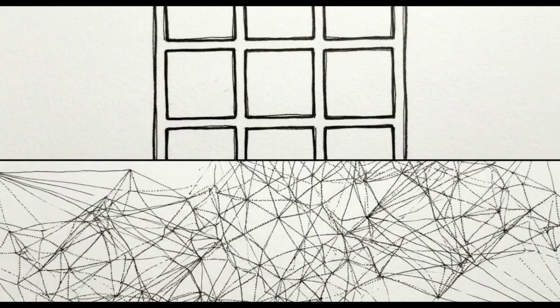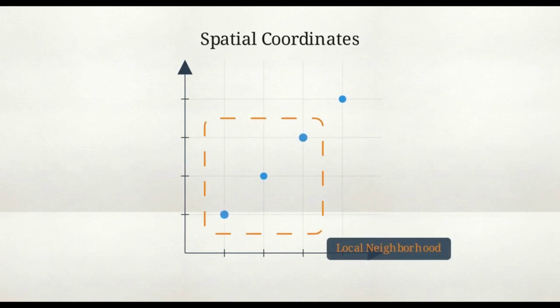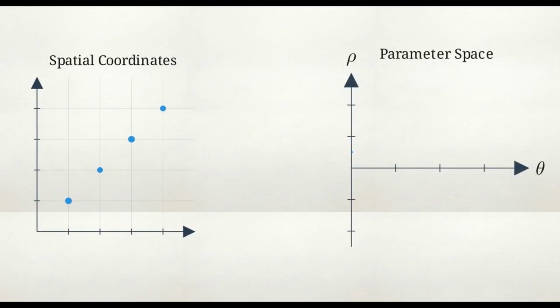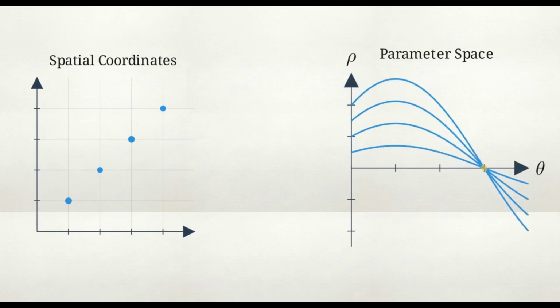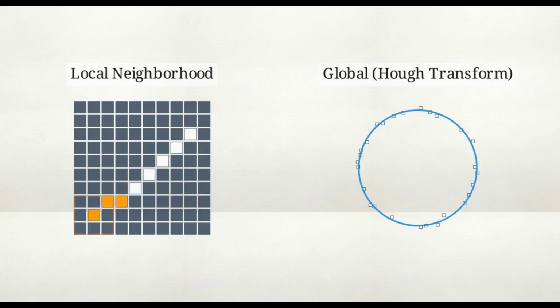Engineers rely on two distinct methodologies to cross this gap. The first is local neighborhood processing, which operates in spatial coordinates. The second is global parameter mapping, which relies on a mathematical transformation of the data. The choice between these two dictates how the system behaves. One method checks its immediate surroundings, going pixel by pixel, while the other identifies the geometric structure of the entire image at once.